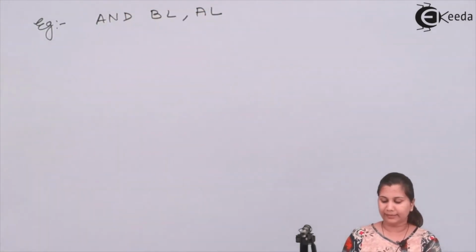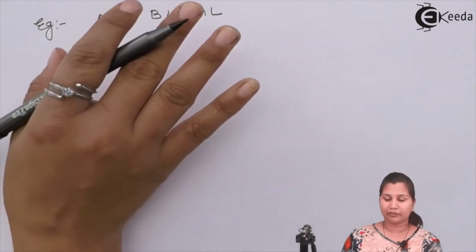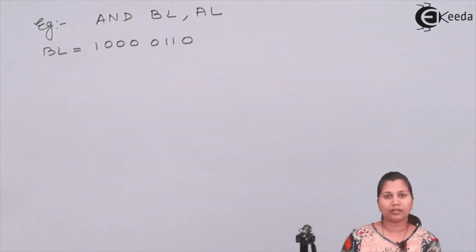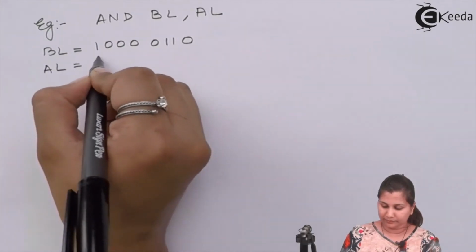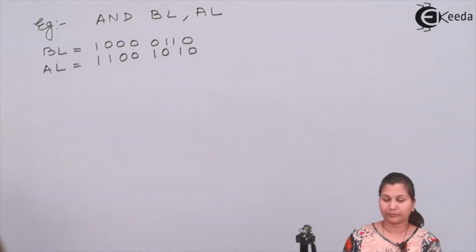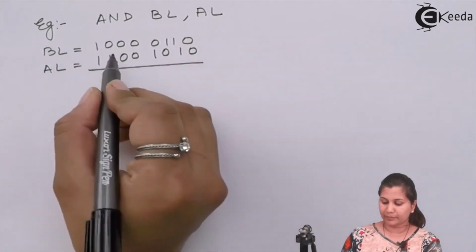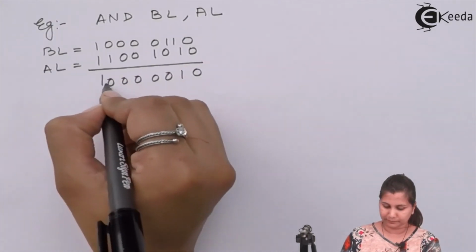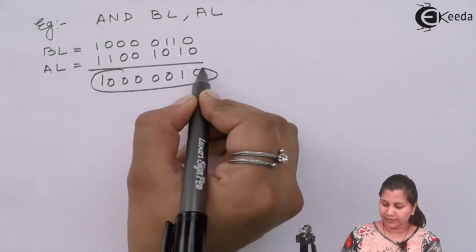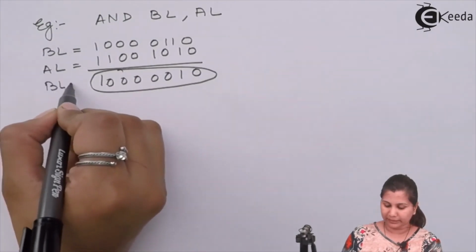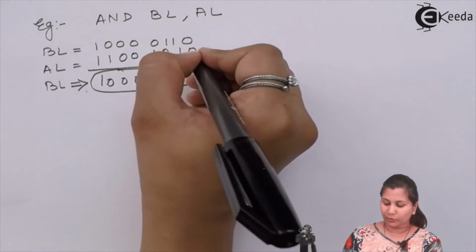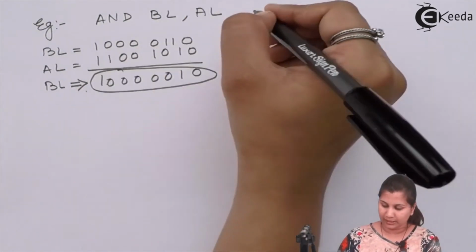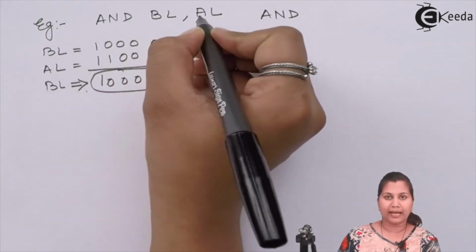AND BL and AL registers. Both these registers are 8-bit registers. Suppose BL has this content, and AL has this, then the bits of both registers will be ANDed with each other. So we will get this, and the result of this operation will be stored in the BL register. So you can see that each bit is ANDed with each other, and the corresponding result is obtained. This was an 8-bit AND operation.